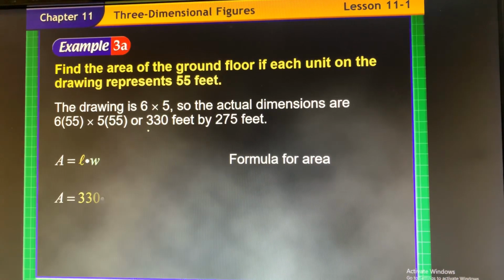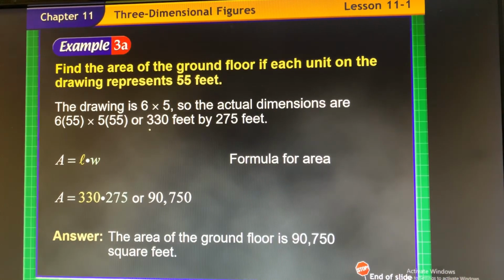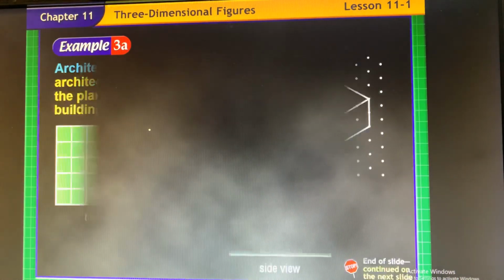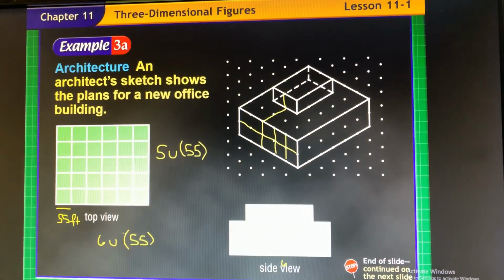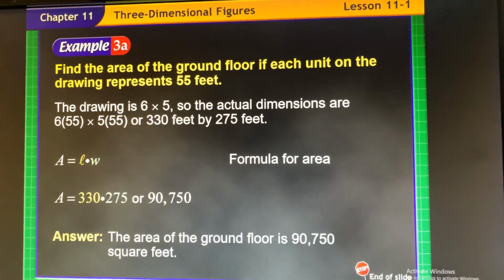So length times width would be 330 times 275, or 90,750 square feet for the area of the ground floor. So again, I want to look back at that picture. 6 times 55, 5 times 55, and then to find the area of the ground floor, it's just length times width. So that's where they're getting those numbers from.